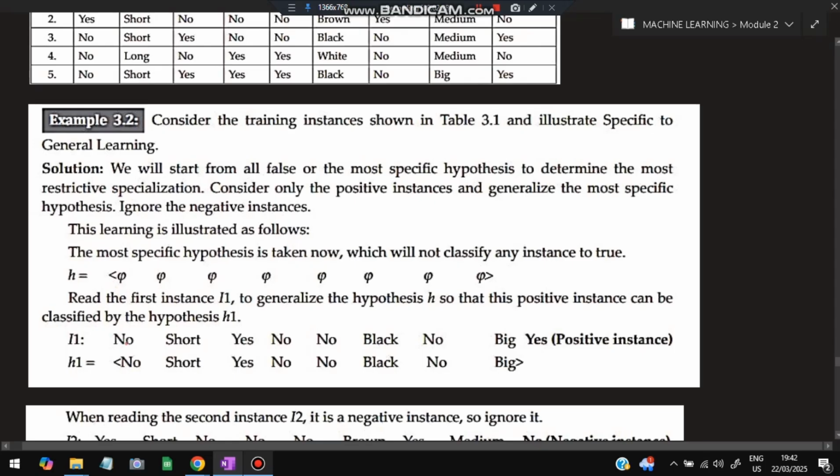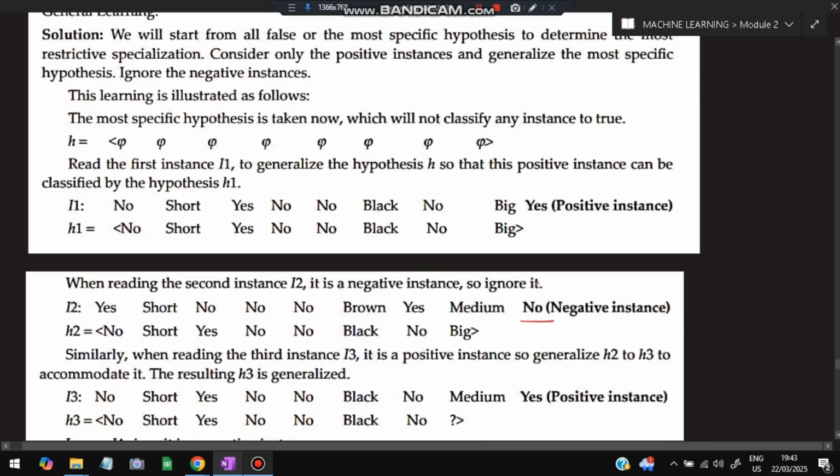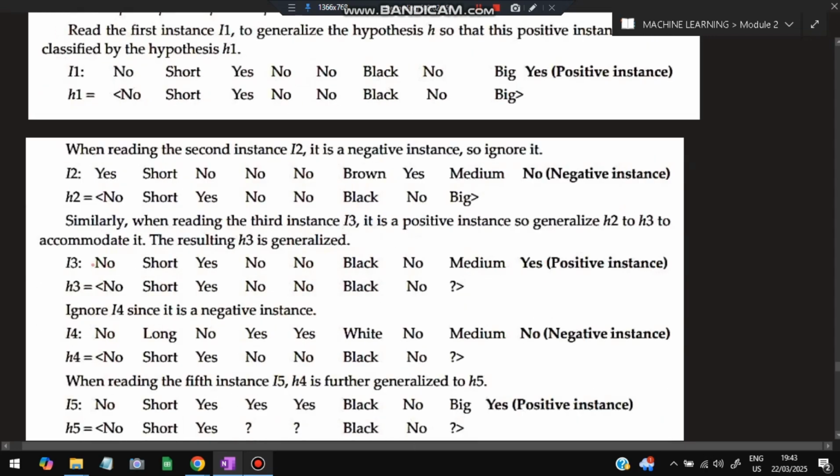We are moving to a generalization. Whichever values are there, these are more general than these null values. Null means nothing, this means something, and something is more general than nothing, so we will consider this one. So the hypothesis will become entirely this one. No is there, we will not consider it, we will ignore it. For the third one, whatever values are present here, we will check with the previous hypothesis. The previous hypothesis we got here, h1: no, short, yes, no, no, black, no, big.